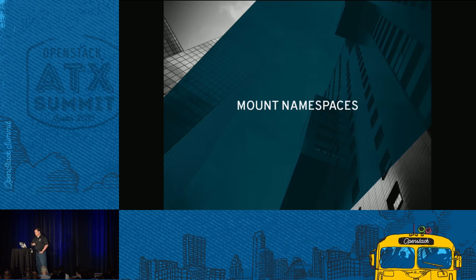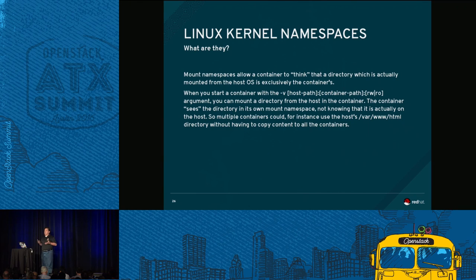And let's talk about how those look. With mount namespaces, the container will think that a directory it has access to, which is actually mounted from the host OS, is the exclusive domain of the container. So for instance, when you start a container with the dash v, the path on the host, and then the path inside of the container, and optionally a read-write or read-only argument, you can mount a directory that exists on the host within the container. The container sees that directory in its own mount namespace and doesn't know that it's actually on the host. The cool thing about that is if you have shared resources that you want multiple containers to have access to, especially if you want to make sure that content is not modified by the containers and is identical across all of them, instead of copying it a whole bunch of times, you just mount it one time or make it available to the containers so that it's always the same in every container.